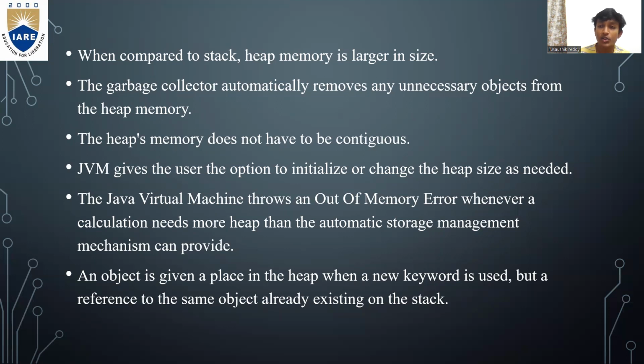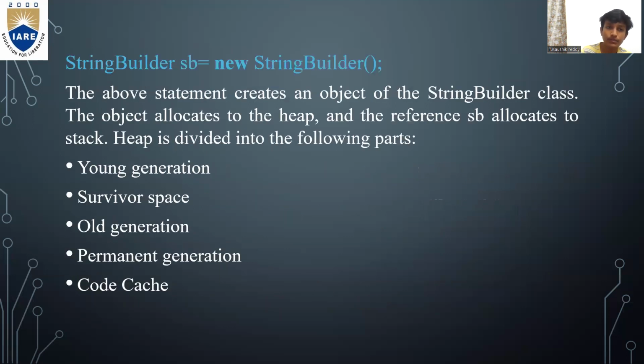Next, an object is given a place in the heap when a new keyword is used, but a reference to the same object exists on the stack. So the syntax for the string builder: sb equals new StringBuilder(); It is a statement actually. The above statement creates an object of the StringBuilder class. The object is allocated to the heap, and the reference sb is allocated to the stack. Heap is divided into the following parts: young generation, survivor space, old generation, permanent generation, and the code cache.